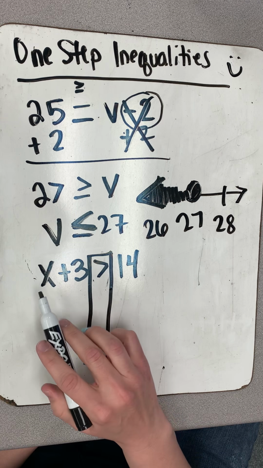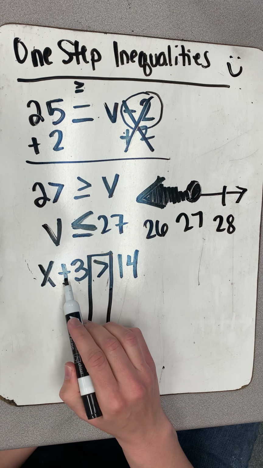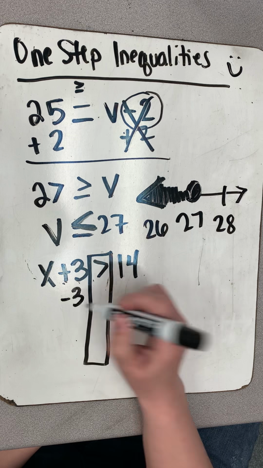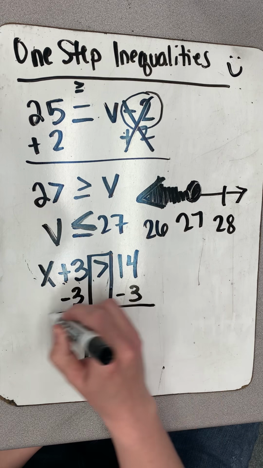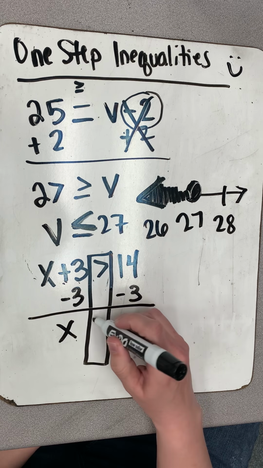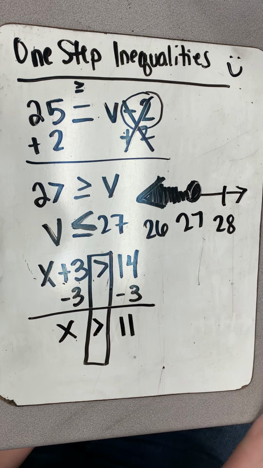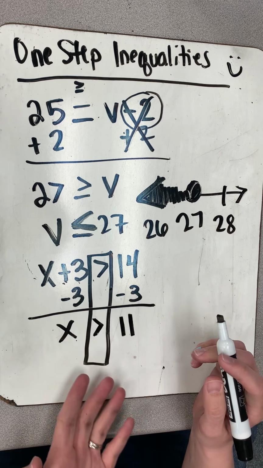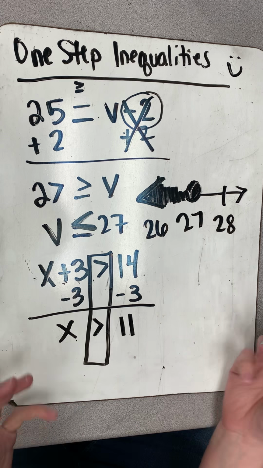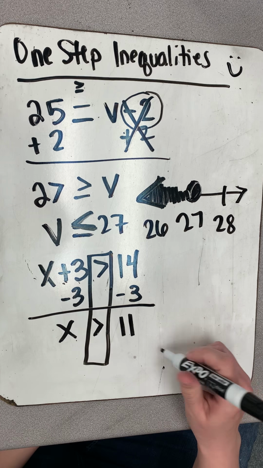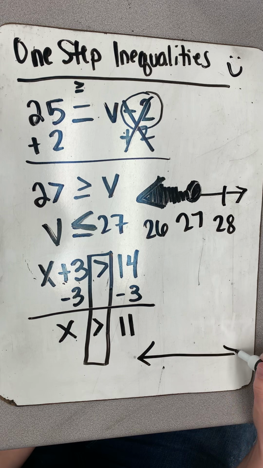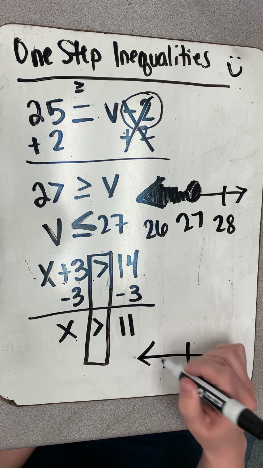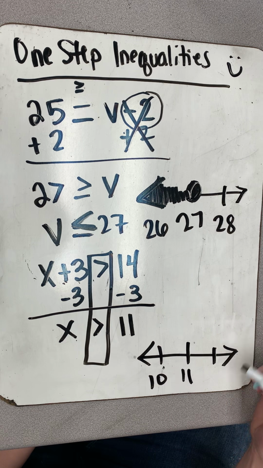So right now we have x plus 3. Well, to get rid of a plus 3, we minus 3. So we minus 3 from this side. We have x is greater than 11, and that's my answer. I'm done. I don't need to flip it to get my variable on the left-hand side. It's already there. So on a number line, it would look like this: 11, 10, 12, because I know my number line.